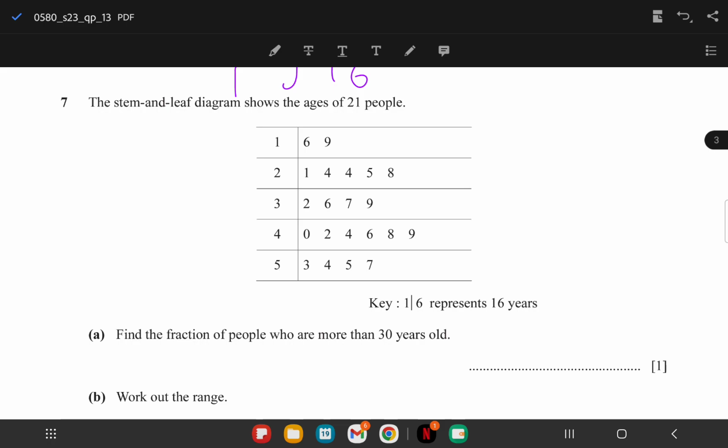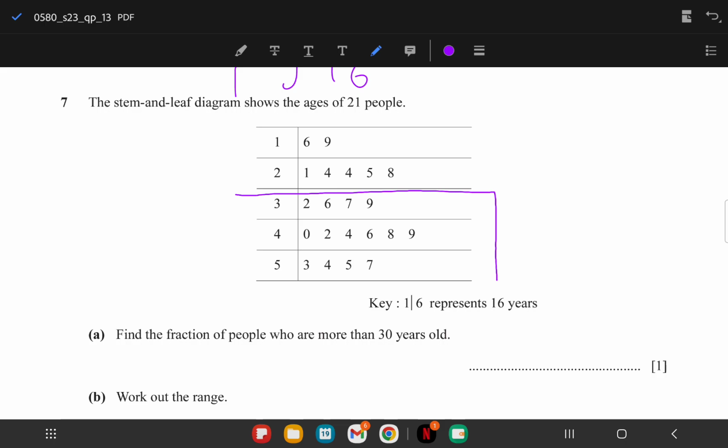Okay, going. The stem and leaf diagram shows the ages of 21 people, okay? And we have all that information given to us. Find the fraction of people who are more than 30 years old, okay? So our key is telling us where we have 1 | 6, that means we have 16 years. So for everybody that's above the age of 30, we are starting over here and compiling all of that.